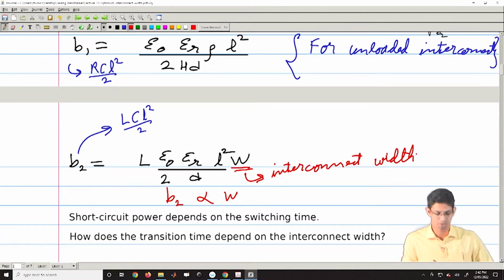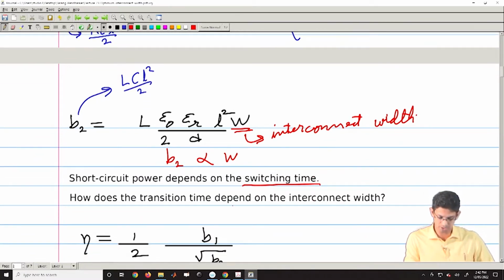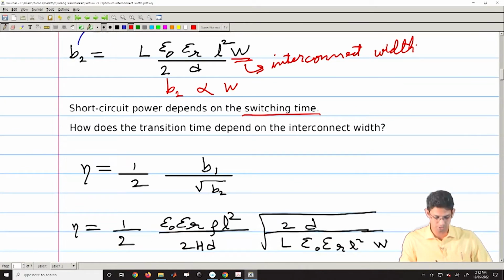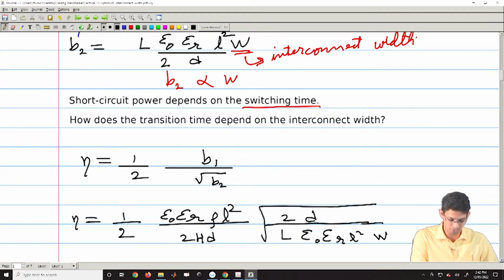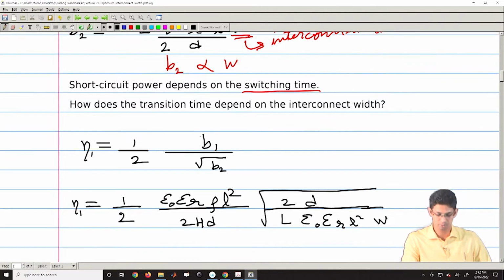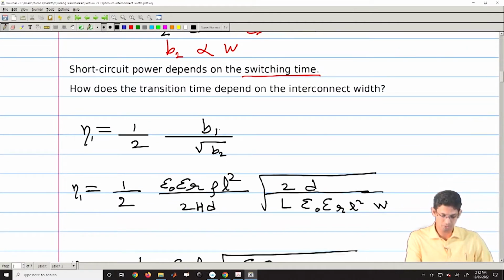So, what we have is the following. Your short circuit power depends on the switching time or the transition time. This switching time would be proportional to delay. Now, the question before us is how the transition time depends on the interconnect width. So, for that we are taking the equivalent Elmore model where I have an eta 1 like this. We have seen in previous lectures in module 2 that eta 1 is 1 by 2 into b1 divided by root over b2, where b1 and b2 are given here, as we discussed above. And if I substitute the values of b1 and b2, I will get my eta to be something like this.